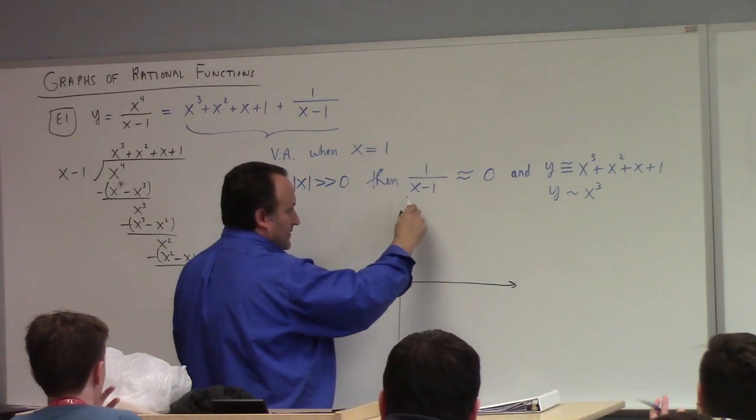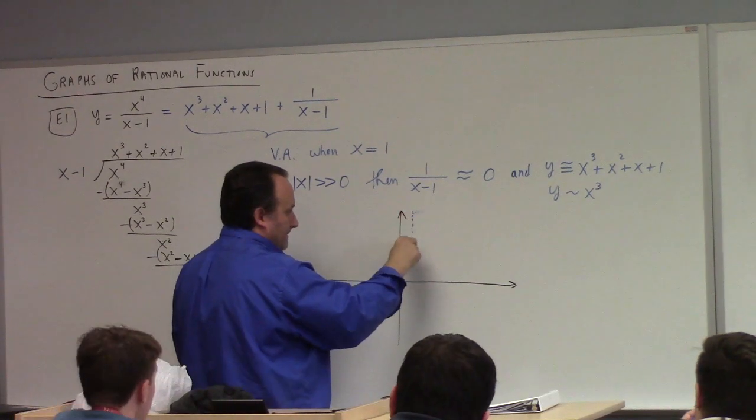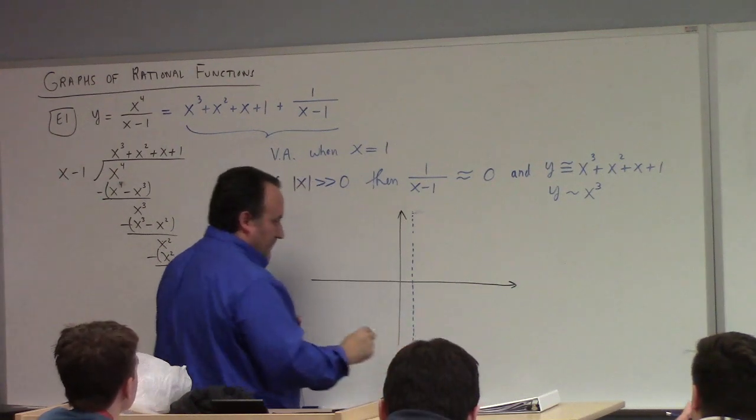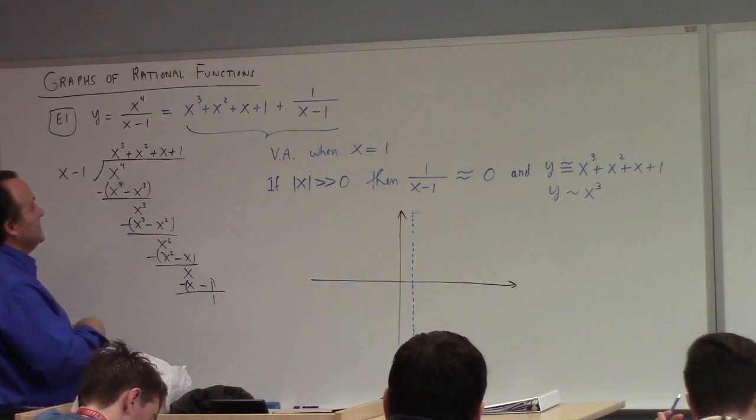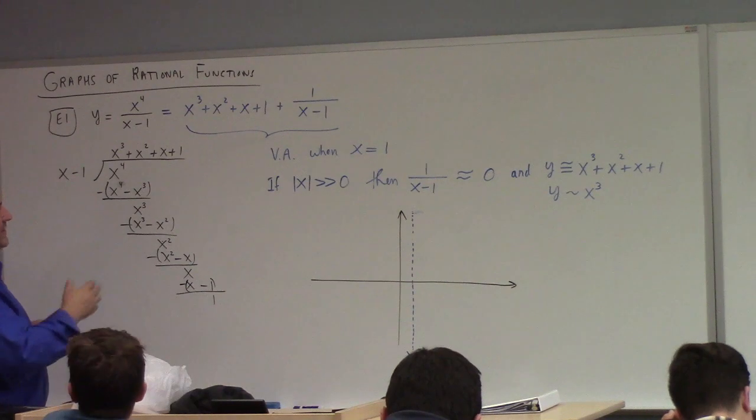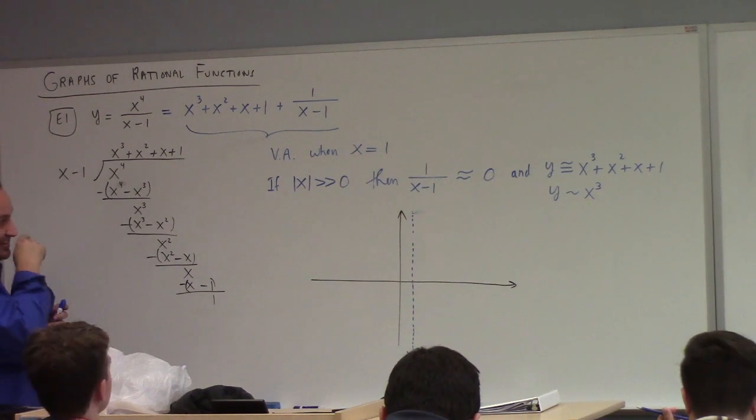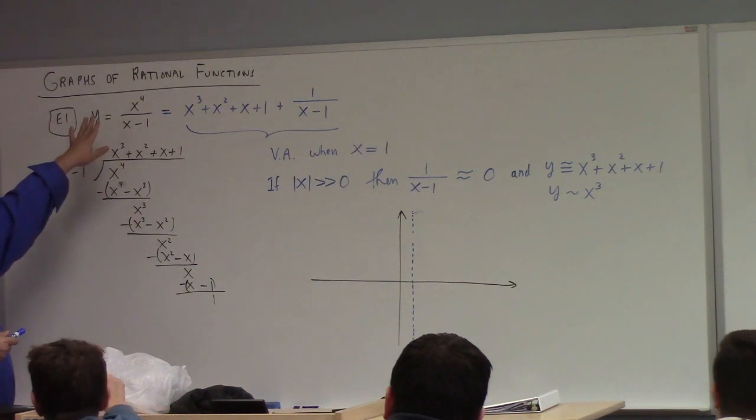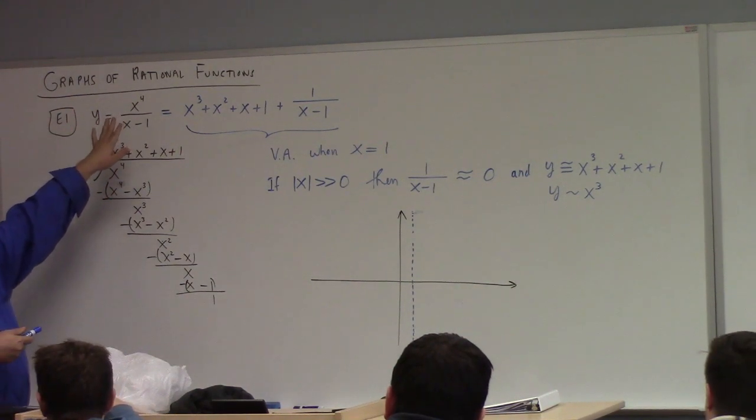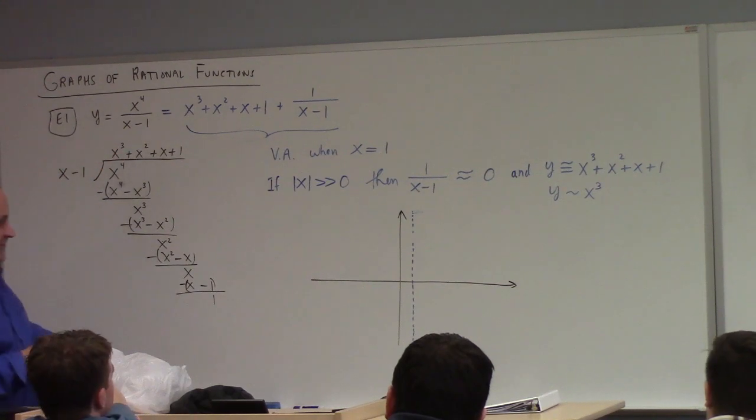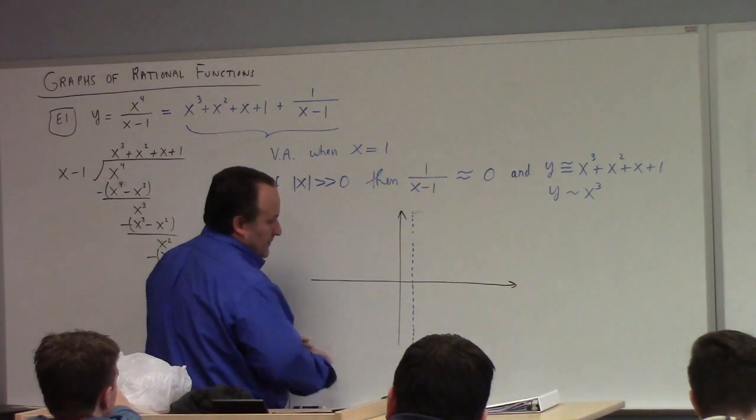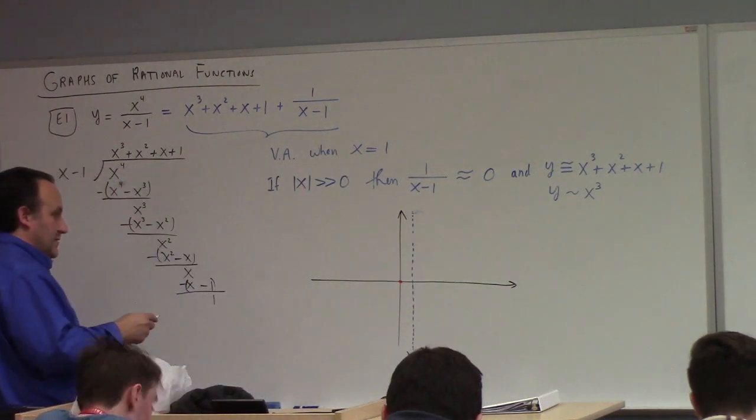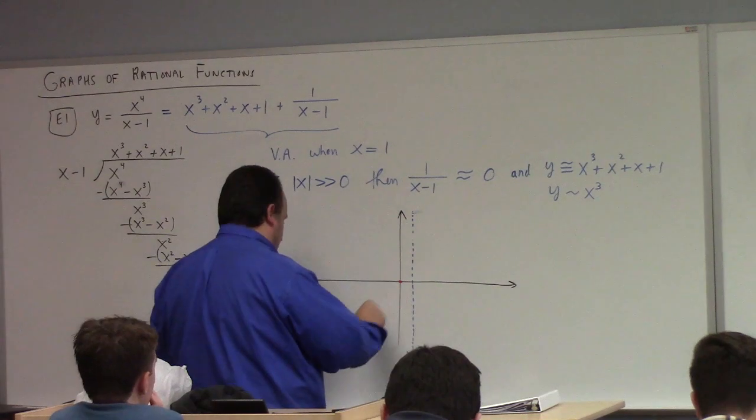I have a vertical asymptote here at x equals 1. And then, let's see here. Where does it go through? If I plug in 0, what's the value of this function when I put in 0? 0, right? So the x-intercept and y-intercept is actually 0 for what it's worth. So it goes through here. And so it's got to look something kind of like this.